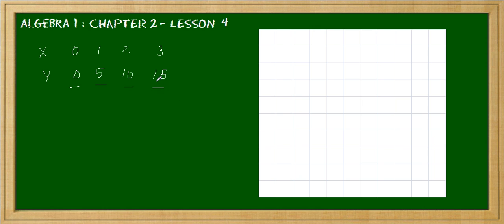Now, what happens to y if x is tripled? So if we triple, well, where's an example of it tripling? Well, over here I go from 1 to 3, right? What happens when it triples? Well, this triples as well, right? 5 becomes 15. So what happens to y is that it triples.